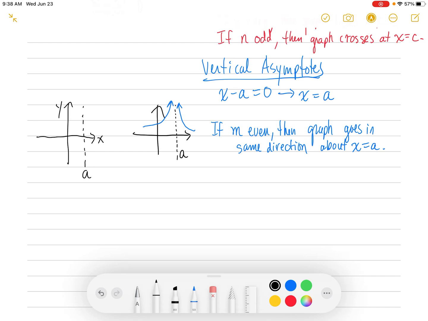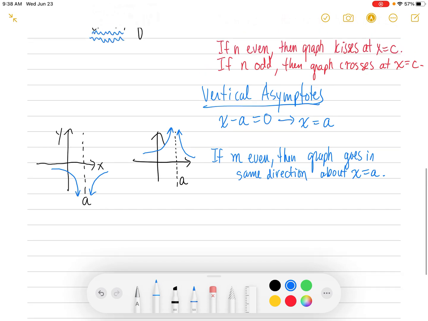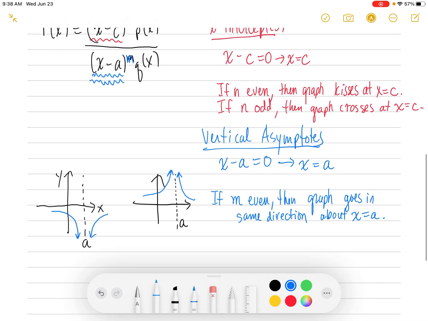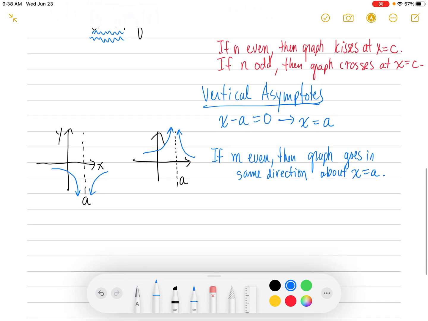So here I have my vertical asymptote here at a, right? And your graph is going to approach there from one side. Let's say from the right it goes down forever towards a. And that would mean on the left side it would have to go down forever as well because we have the same direction. So when m is even, when the multiplicity is even, then they both go in the same direction, either both up or both down.